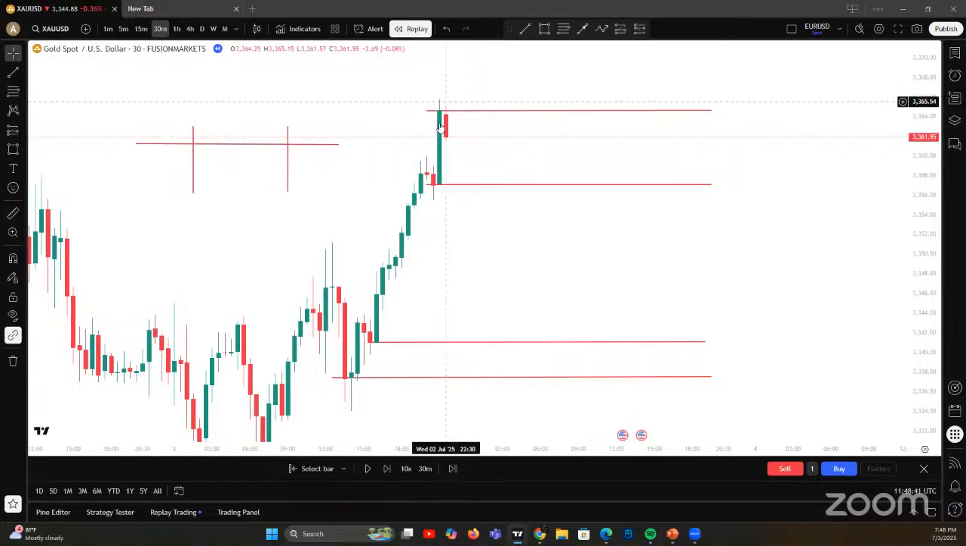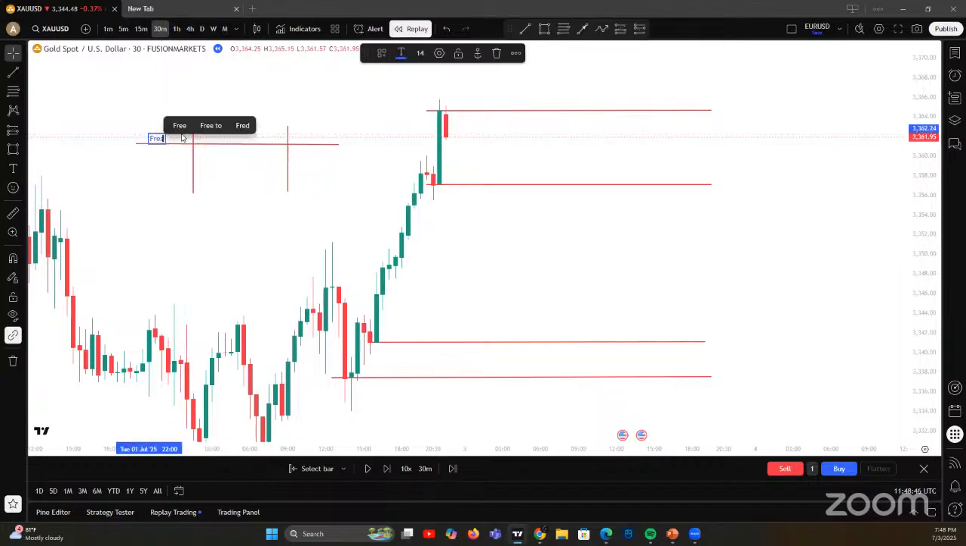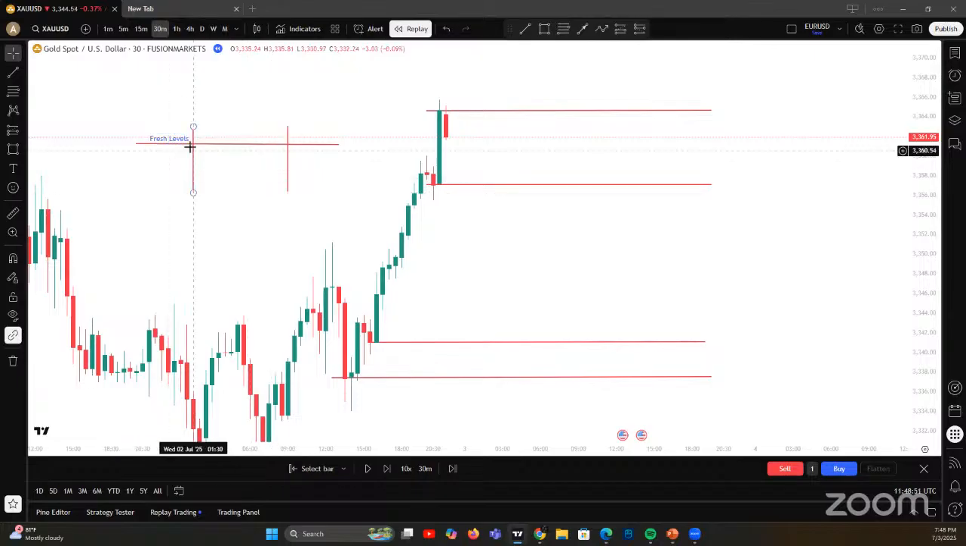Find resistance and support. Yes, okay. It simply means we need to spot the fresh levels. That's it. Very good. Fresh level, rejection, breakover. Very good. You need a fresh level. This is fresh, untouched by any candle yet. No wicks, nobody touched this. This is the first step. I told you, write this as your cheat code. Fresh levels.